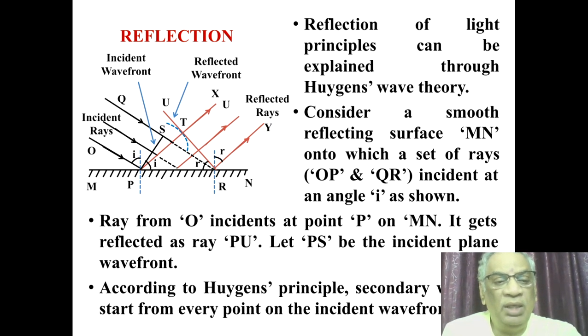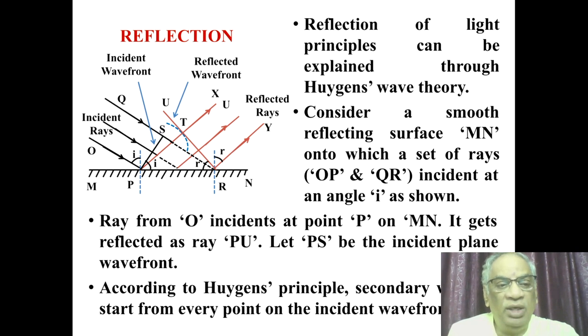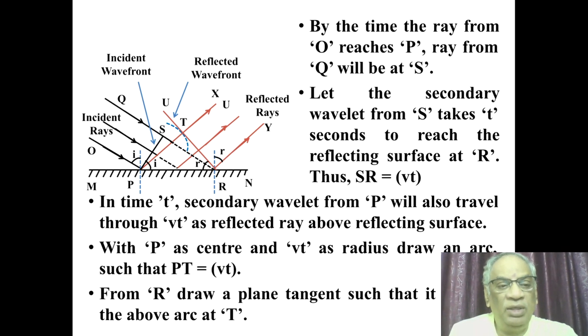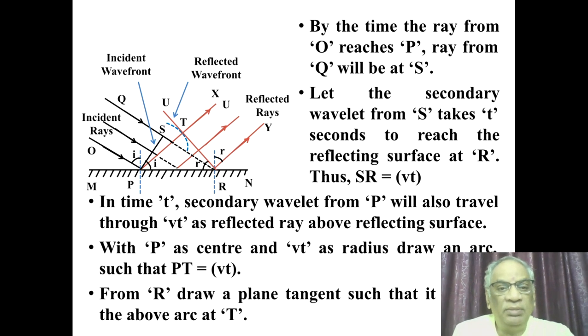Let PS be the incident plane wavefront. According to Huygens principle, every point on the primary wavefront like PS can act as a source for generating secondary wavelets. So if we consider the secondary wavelets from different points on the plane wavefront PS, by the time the ray from O reaches P, the ray from Q will be at S in the same time interval.